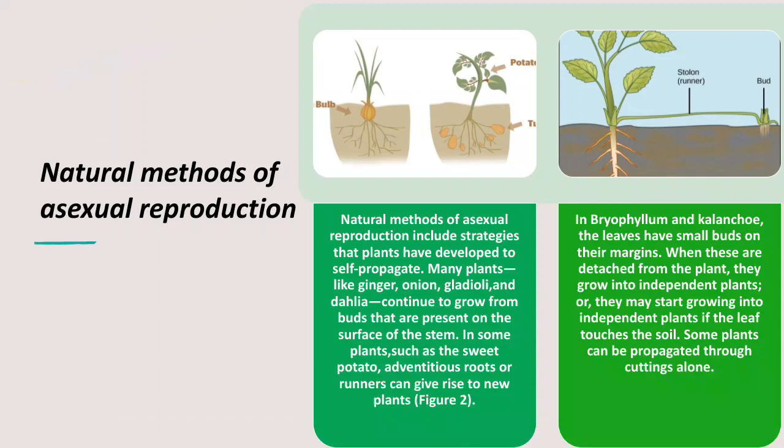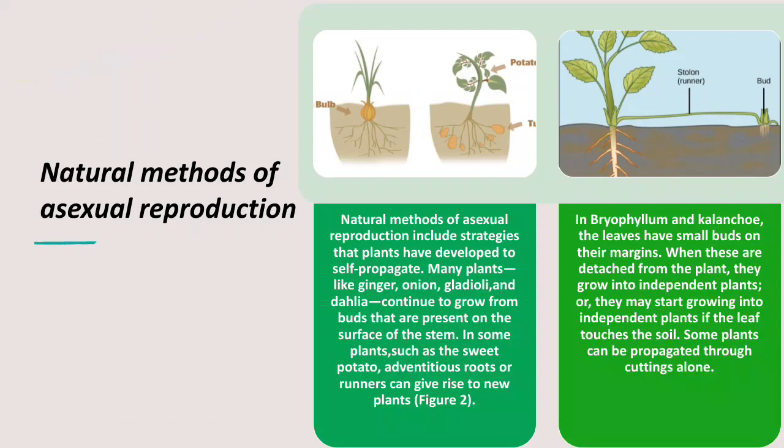Natural method of asexual reproduction. Natural methods of asexual reproduction include strategies that plants have developed to self-propagate. Many plants like ginger and onion continue to grow from buds that are present on the surface of the stem. In some plants such as sweet potato, adventitious roots or runners can give rise to new plants.